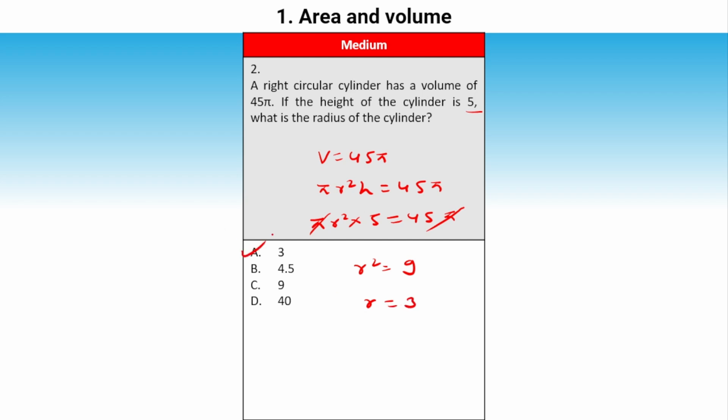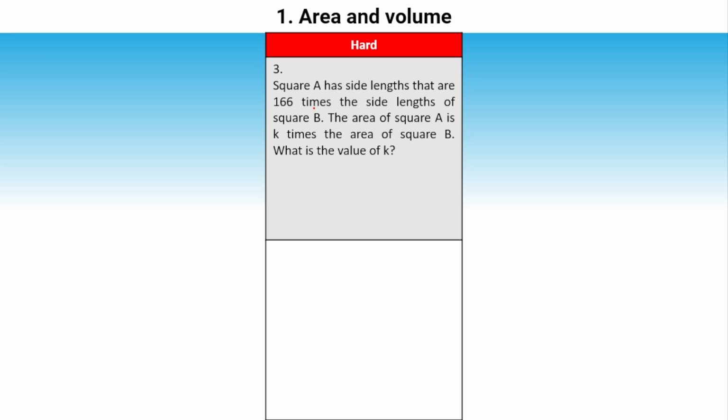So let's move to a hard one. Square A has a side length that is 166 times the side length of square B. Let's say the side length of square A is 166 times the side length of square B. The area of square A is k times the area of square B. What is the value of k?